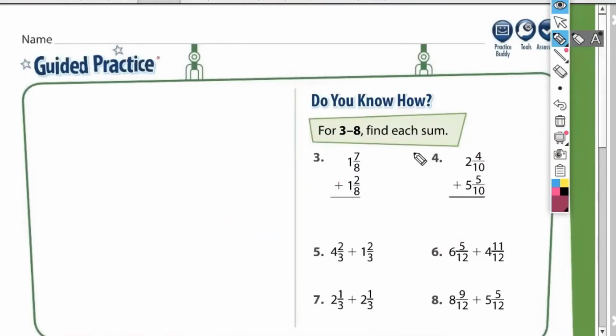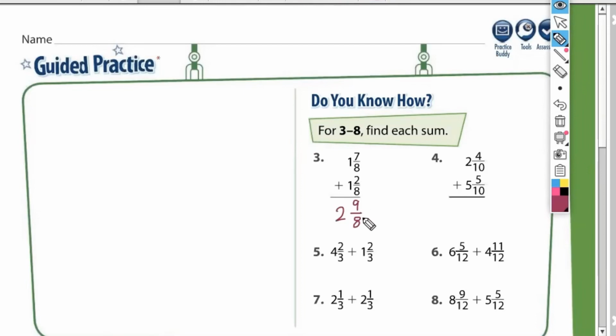Page 515, number 3, find each sum. We have 1 and 7 out of 8 plus 1 and 2 out of 8. The first step, we have to add the fraction part. We have 8 as the denominator here. I will keep 8 as it is. 7 plus 2 equals 9. Here we have 1 plus 1 equals 2.